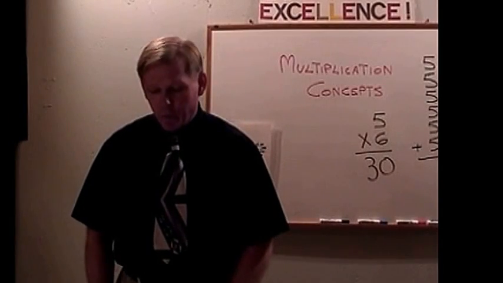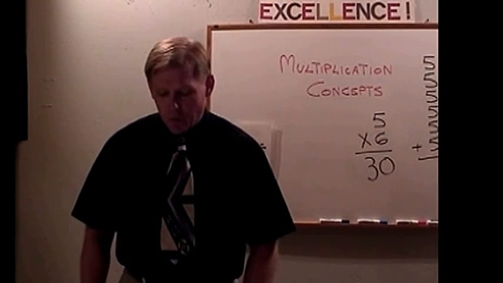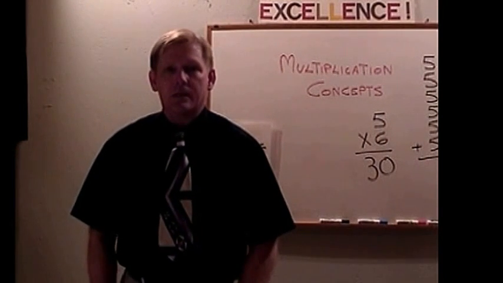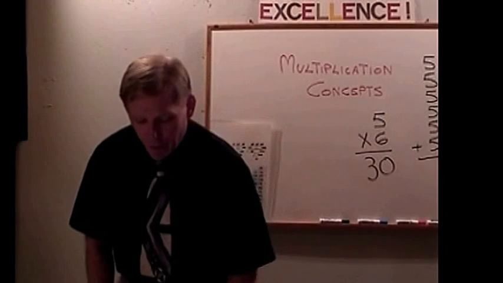Let's take another example. Give me 3 groups of 2. Now that is 3 times 2. Okay? Now I'm going to do this another way for you, right? 3 groups of 2 is what? 1, 2, 3, 4, 5, 6. It's 6. That's the answer to the multiplication.